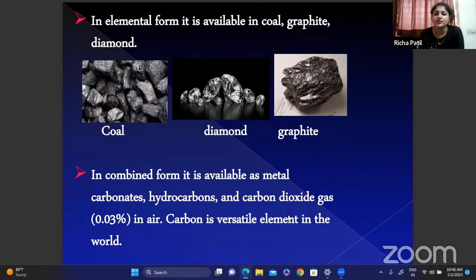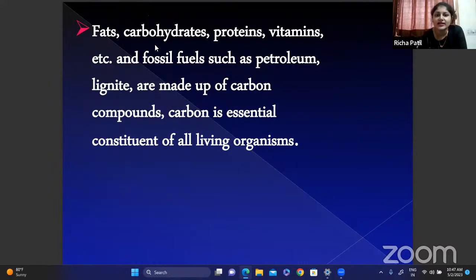Carbon is a versatile element in the world. Fats, carbohydrates, proteins, vitamins, and fossil fuels such as petroleum and lignite are made up of carbon compounds. You know carbon is an essential component of all living organisms, right? So these are all essential constituents for living organisms.